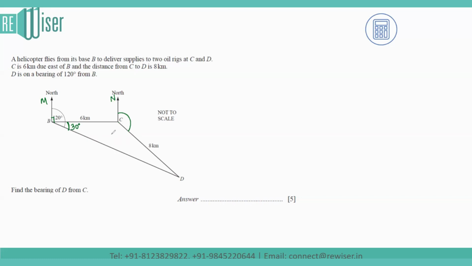The side opposite to angle C, let it be small c. The side opposite to angle D, let it be small d. And the side opposite to angle B, let it be small b. Now, on applying sine law, here we get d by sine D is equal to c by sine C is equal to b by sine B. Here, in this triangle, we have the value of b to be 8 kilometers, the value of d to be 6, and the angle B to be 30 degrees.